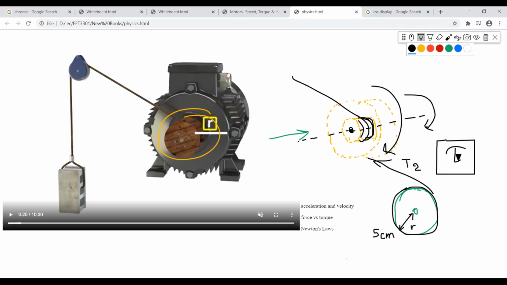Send it in the message. Send it as a message. If the radius is 5 centimeters, calculate the torque. And if you need any other details than the given ones, please let me know what details you need.